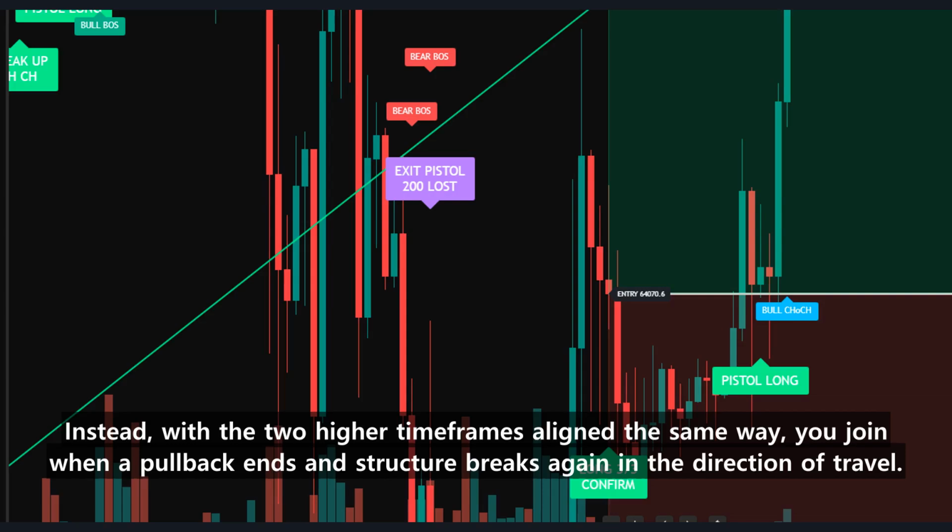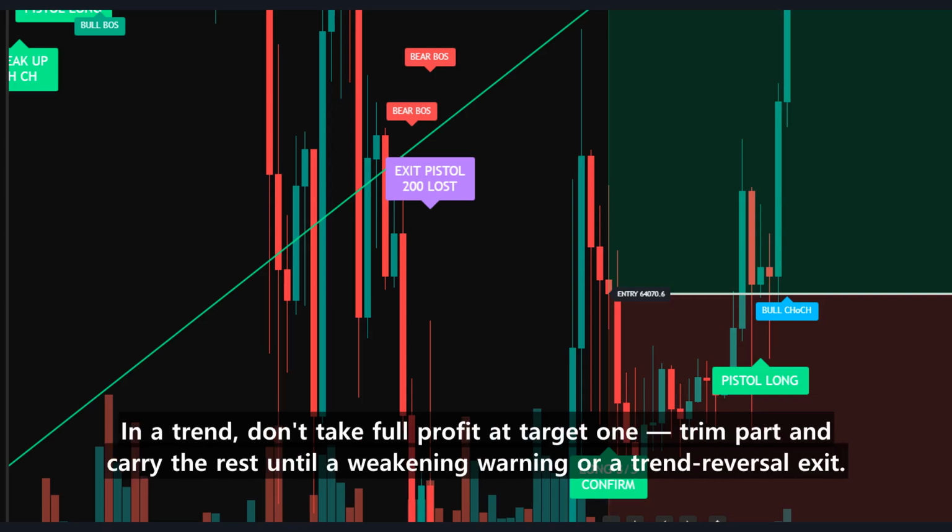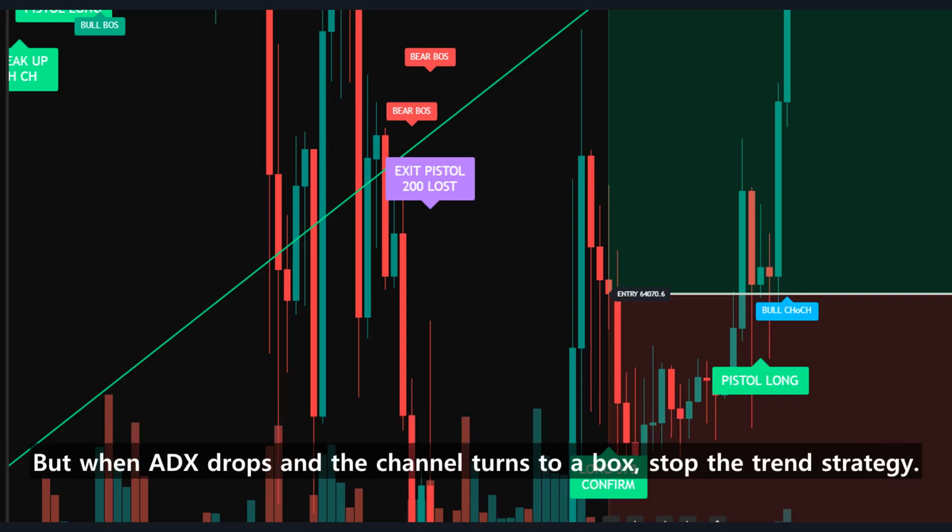In an uptrend, the key spot is a bull BOS, followed by a long 3 of 3 after a short pullback. In a trend, don't take full profit at target 1. Trim part, and carry the rest until a weakening warning or a trend reversal exit. But when ADX drops and the channel turns to a box, stop the trend strategy.